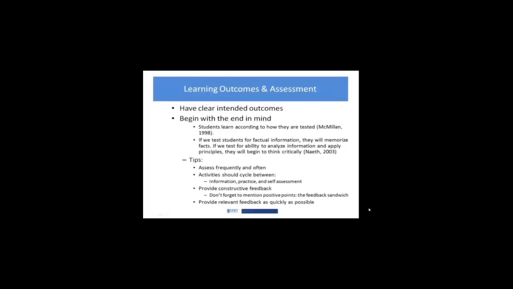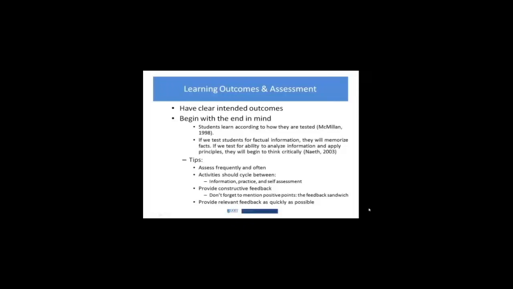So, of course, one of the big questions to ask yourself as you're working in the design of online learning is, if someone asks one of your students what they've learned in your lesson, how would you like them to answer? Are they able to answer in a way that you would go, oh, yay, that's what I wanted them to learn? So this comes back to assessment. Have clear intended outcomes. Begin with the end in mind, and don't forget, assess frequently and often.